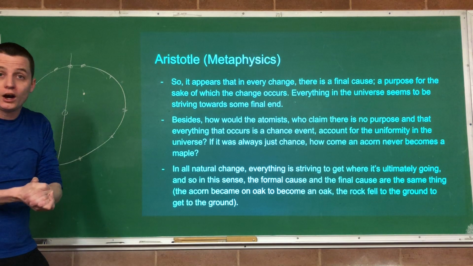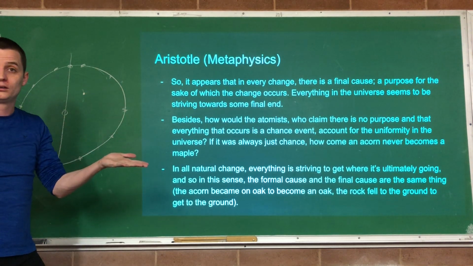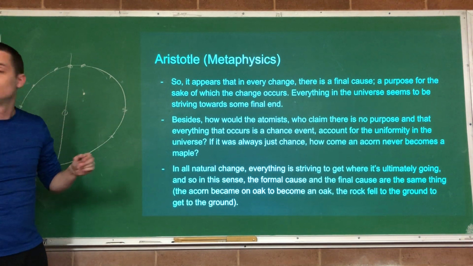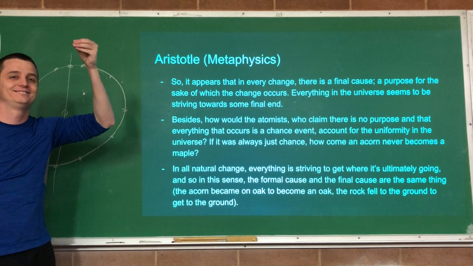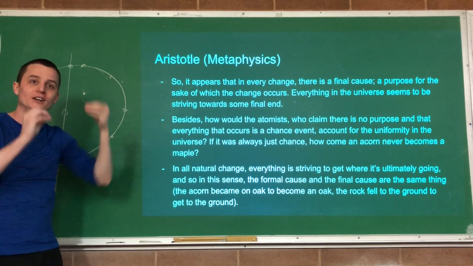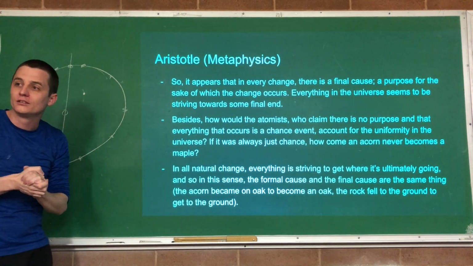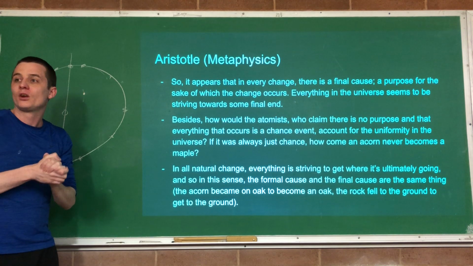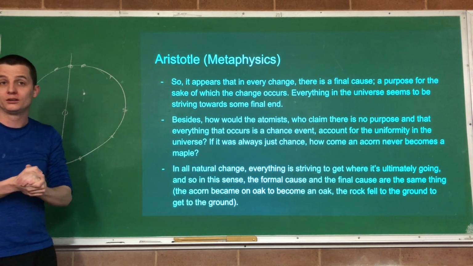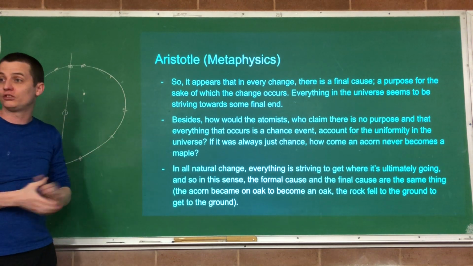Now, the final cause, if we look at it becoming an oak, is the oak. Right? Sorry, that's the formal cause. I keep mixing those up. I meant formal. The formal cause, what we end up with, is an oak. But what's the final cause? What was the purpose? Why did the acorn become an oak? To become an oak. That's ultimately what it's striving for. It's trying to actualize its full potential.